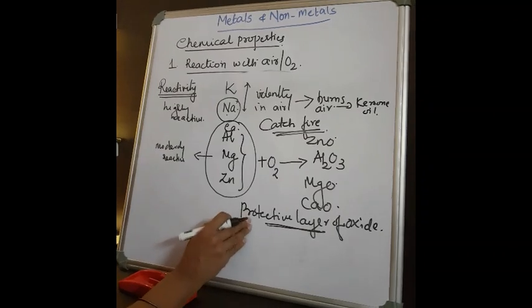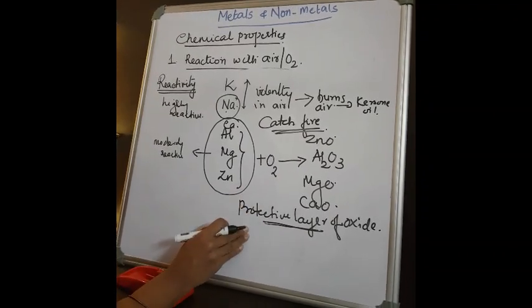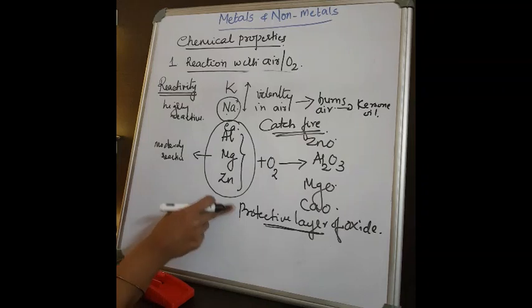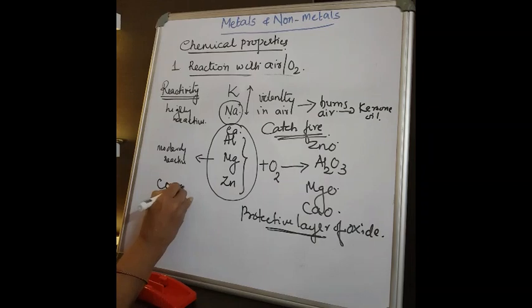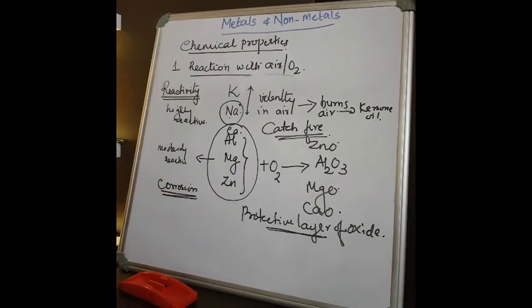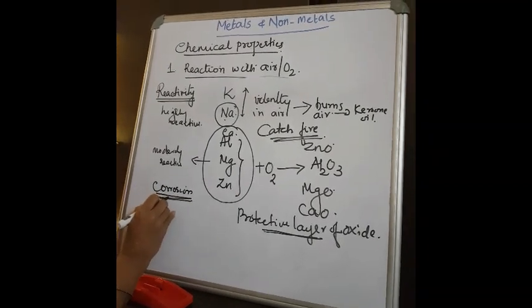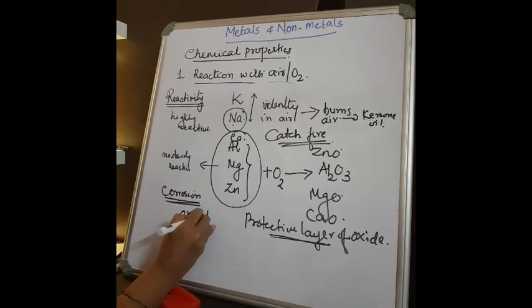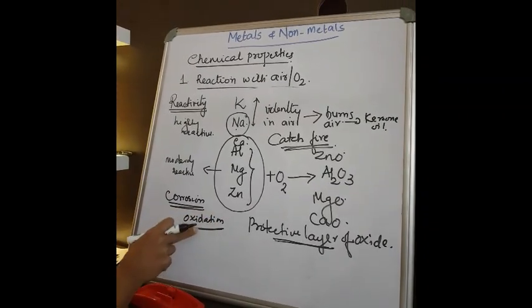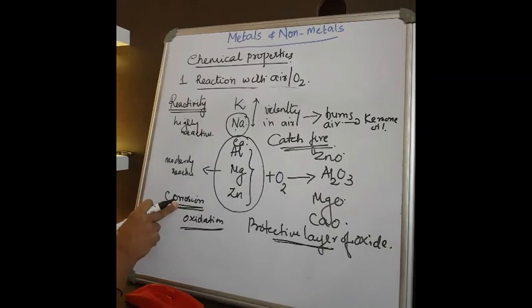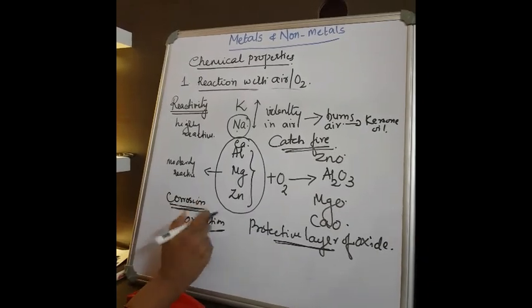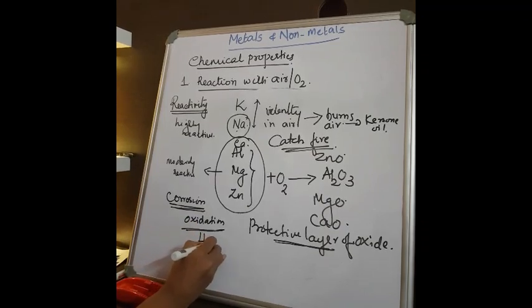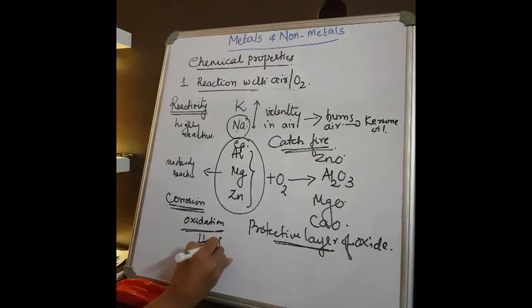Do you get it? This prevents further oxidation. Now, if you recall the portion on corrosion in the last chapter, we said it is the effect of oxidation. The effects of oxidation we find in daily life are, one, corrosion, and second, rancidity. When we talked about corrosion, we said it is nothing but oxidation. There we talked about corrosion as harmful, isn't it?